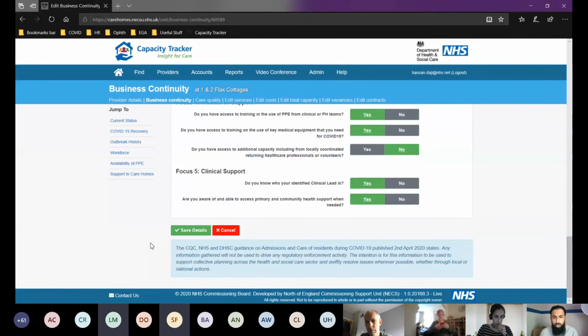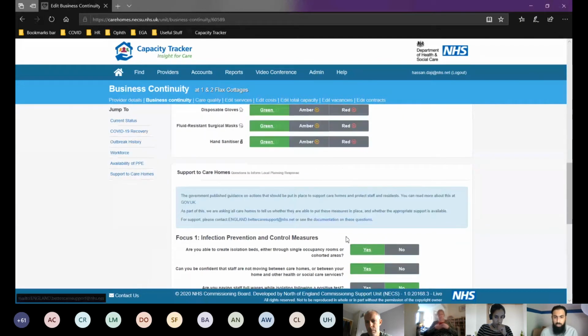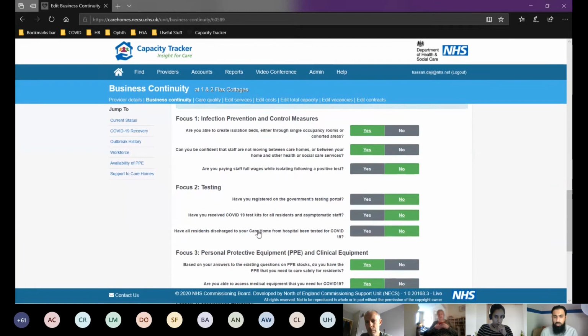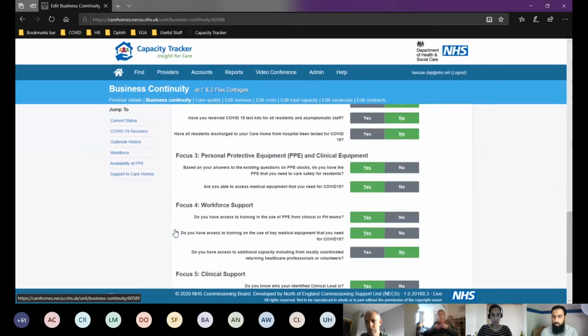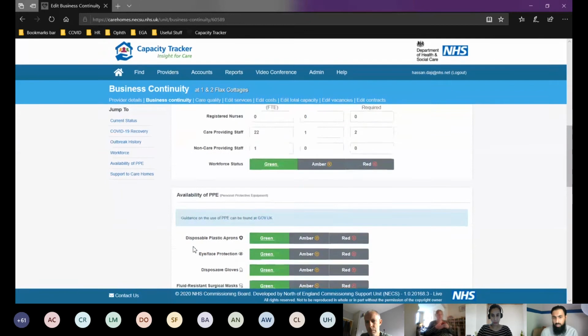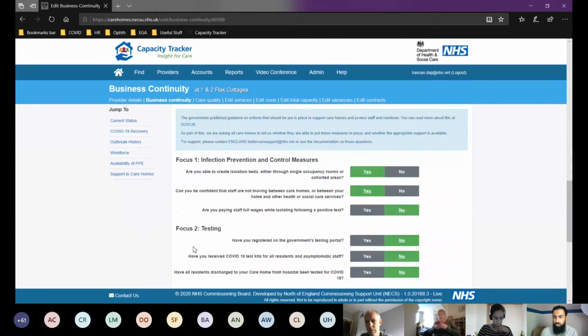I think what might be happening is because they've completed the infection prevention information, they're not scrolling to that bit and they're not getting the save details. So they have to, unfortunately, scroll right down to the bottom once they've completed the sections.